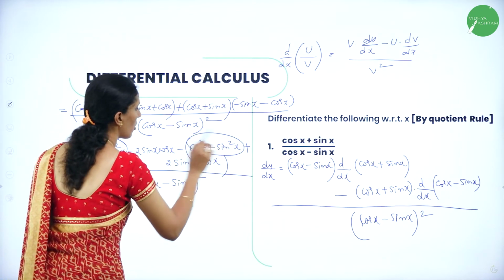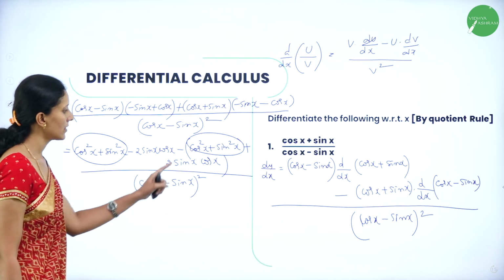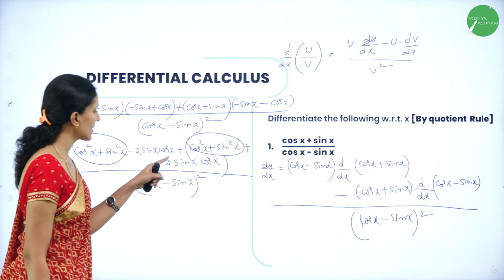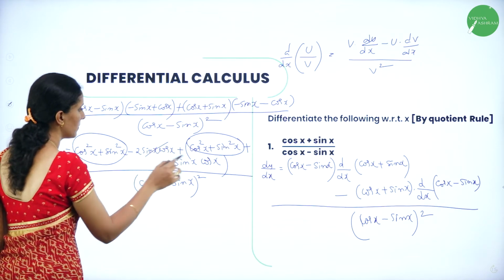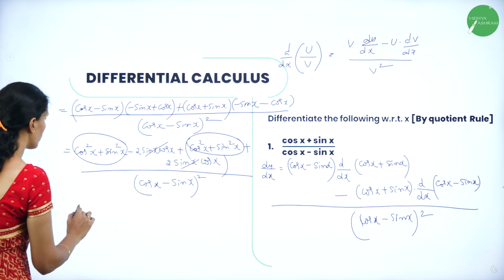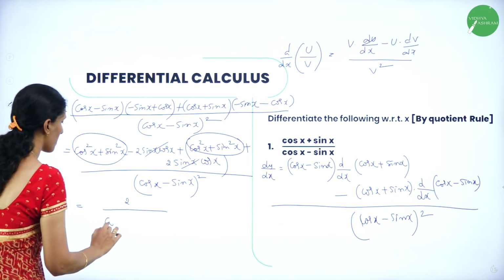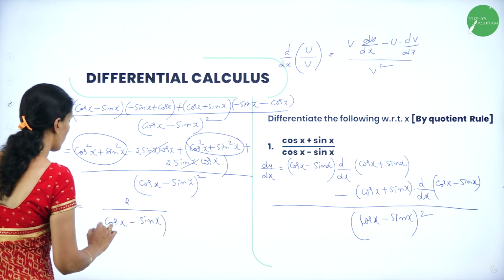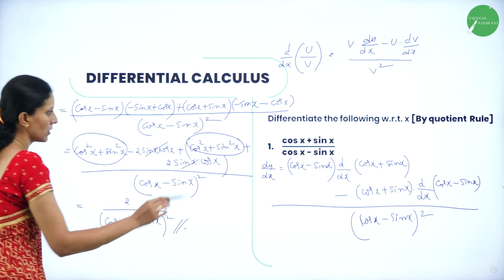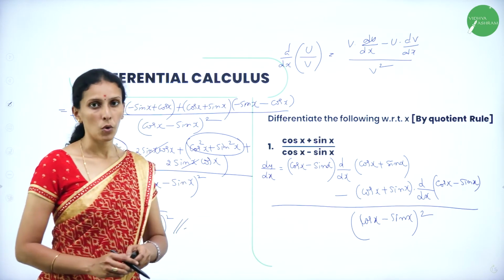Here also the trigonometric identity whose value is 1. Minus 2 sin x cos x and minus 2 sin x cos x, so this gets cancelled, and here we are left with 1 plus 1, that is 2, divided by cos x minus sin x whole square. So this is the derivative of the given function using quotient rule.